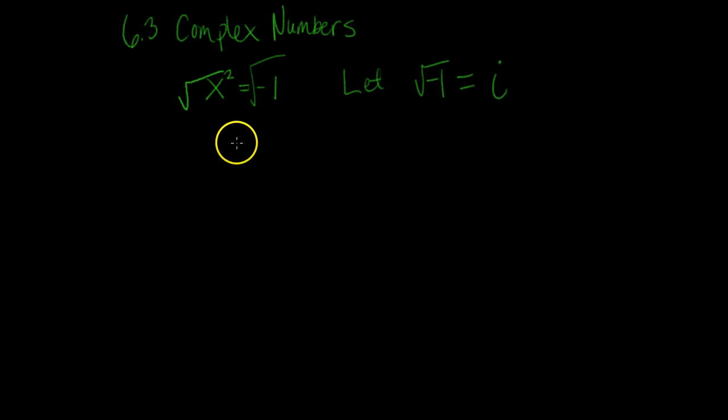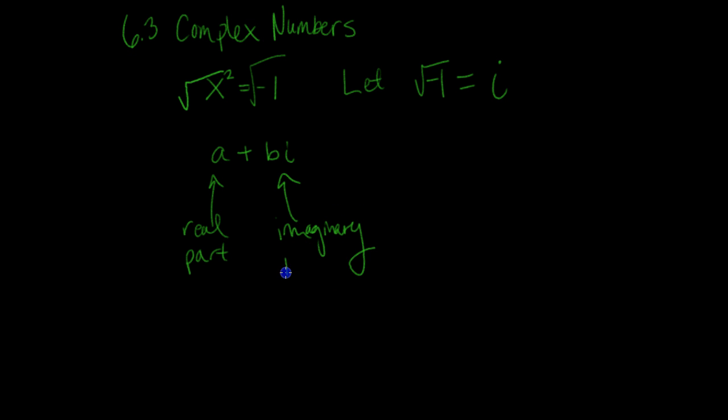Now complex numbers, they can take on the form a plus bi. So you have a real part, and that's what we will call the real part, and bi is the imaginary part. And a and b are real numbers, so we can say a and b are elements of the reals. They can be any real number.